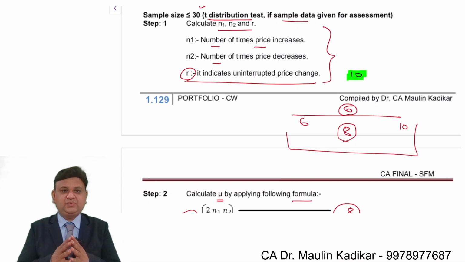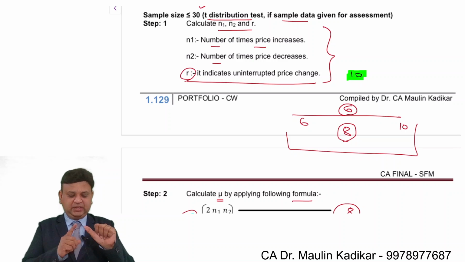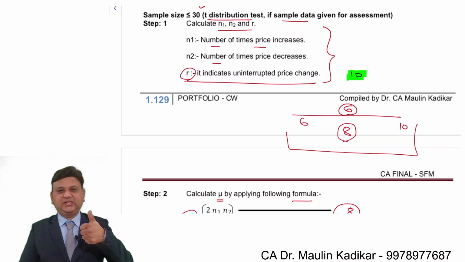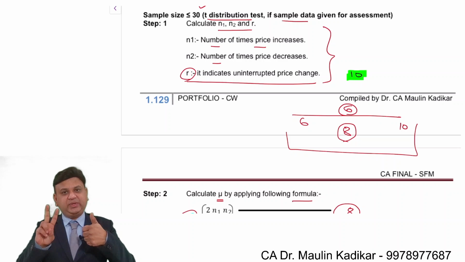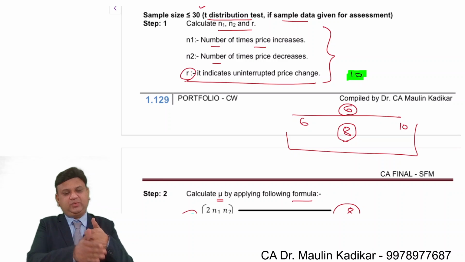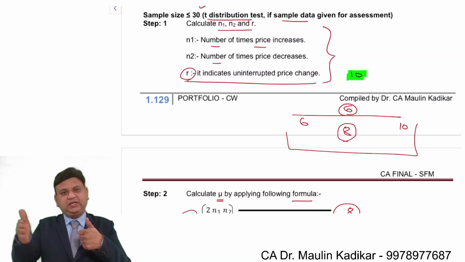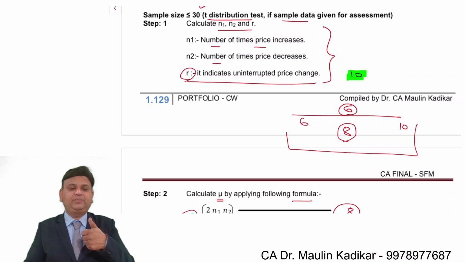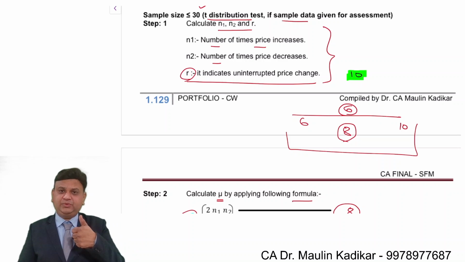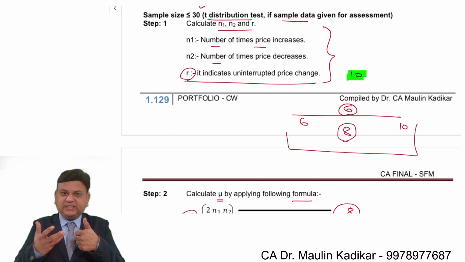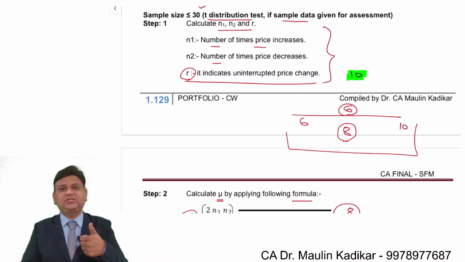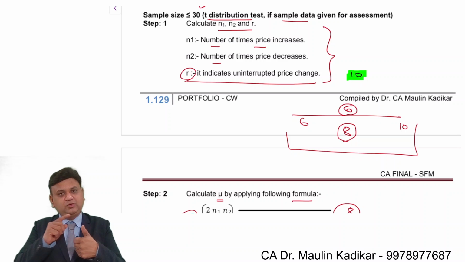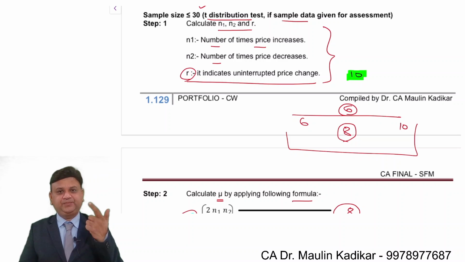I am explaining this once again, all these steps. The first thing that you need to check is the number of closing prices. The number of closing prices is 20 in this example, which is less than 30. So in case of the sample data, you are required to adopt the t-distribution test. In case of the population data, you are required to apply the normal probability distribution test. The question itself is providing that you have to apply the t-distribution test. So of course we will answer in that sequence.